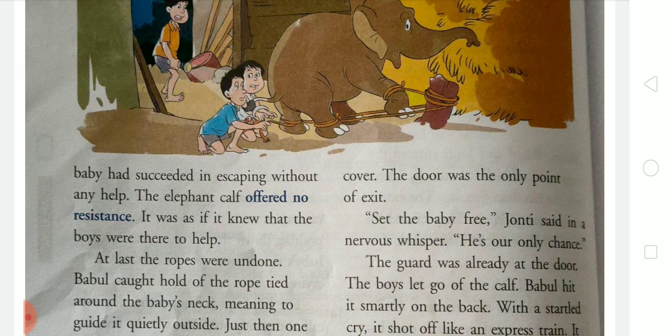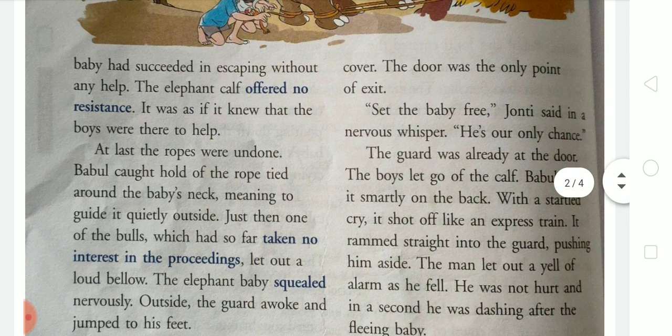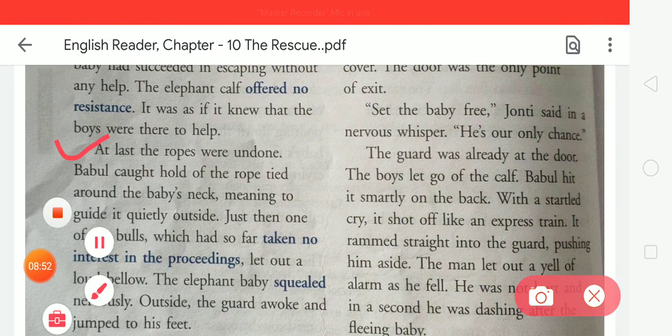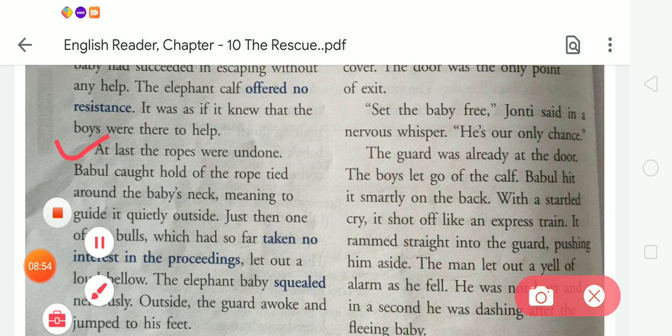The elephant calf offered no resistance. It was as if it knew that the boys were there to help. Now the baby calf knew that the boys had come for its rescue. At last the ropes were undone.